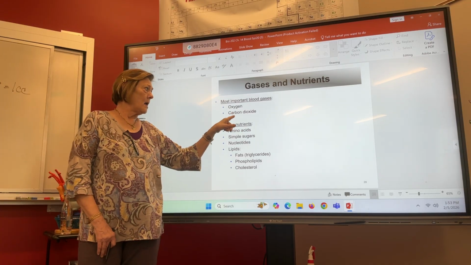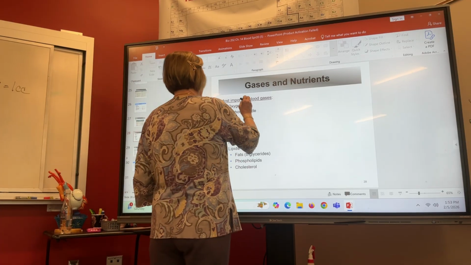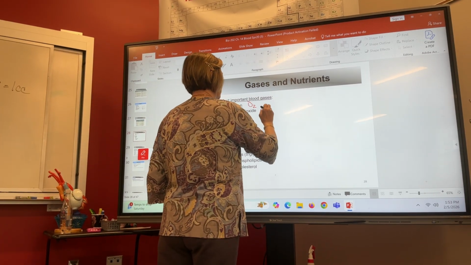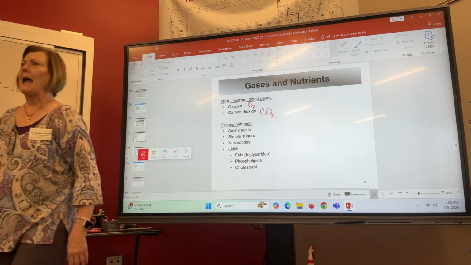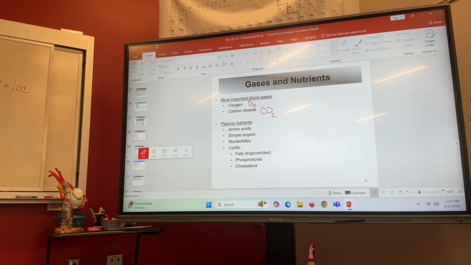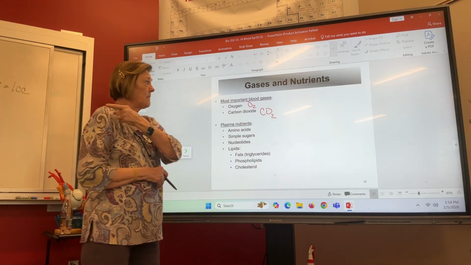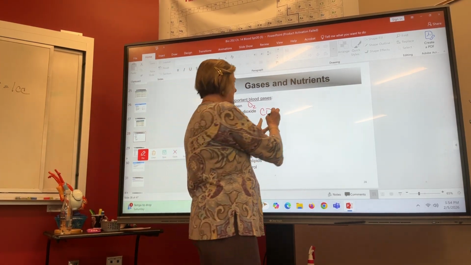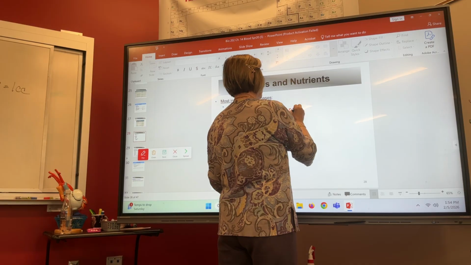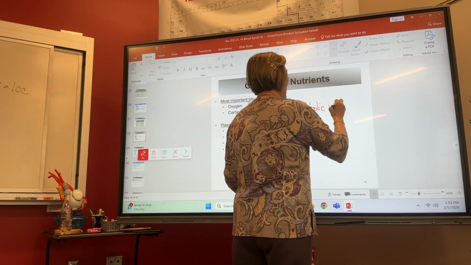how about this gas? Carbon dioxide. We have O2 and we have CO2. O2, gotta have it. How about carbon dioxide? It's what we exhale. Good. So carbon dioxide is, let's put this term, metabolic waste.